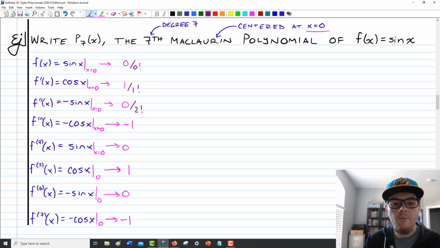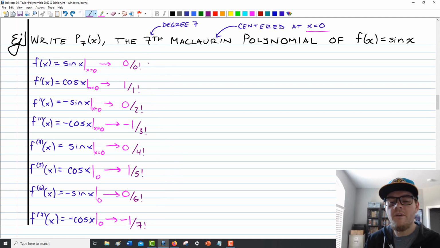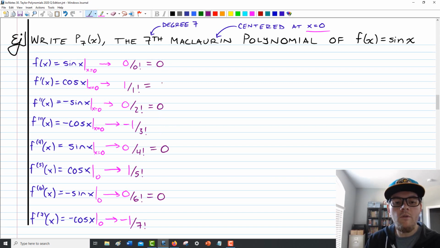Divide by 1 factorial, by 2 factorial, by 3 factorial, by 4 factorial, by 5 factorial, by 6 factorial, by 7 factorial. So those are going to be our coefficients. Having said that, of course, we want to figure out what those numbers actually are. The zeros are pretty easy. They're just going to be 0. That's nice. The other ones, though, 1 over 1 is 1. Negative 1 over 3 factorial is negative 1 over 3 times 2 times 1, which is negative 1/6.